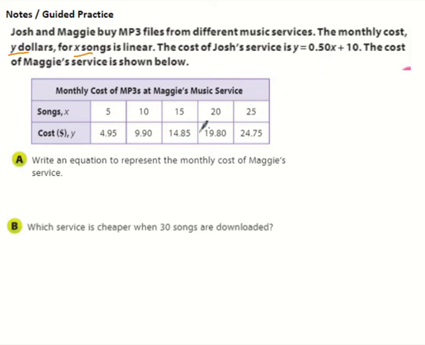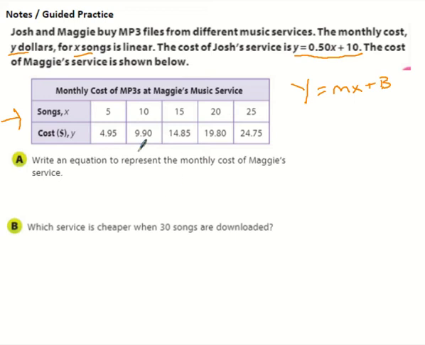What I want to figure out is here's the cost of Maggie's service. I want to compare Josh's service to what Maggie's paying, and we'll see whose is the better deal. So in order for me to do that, though, I have to figure out what is my rate of change and what is my y-intercept. So what's the slope? What's the y-intercept? And I got to write the equation into y equals mx plus b.